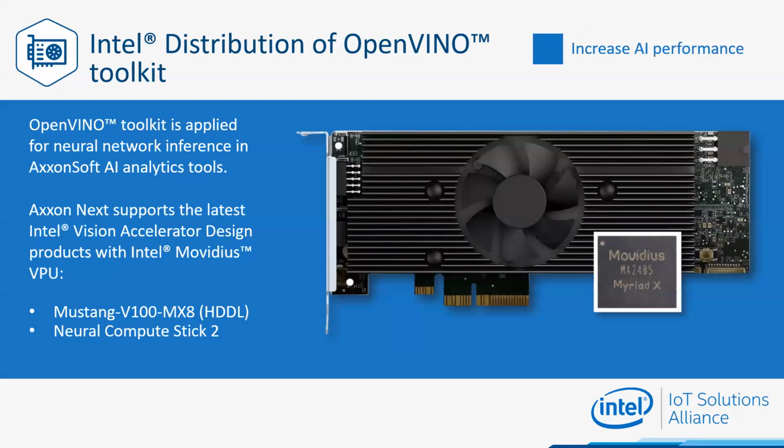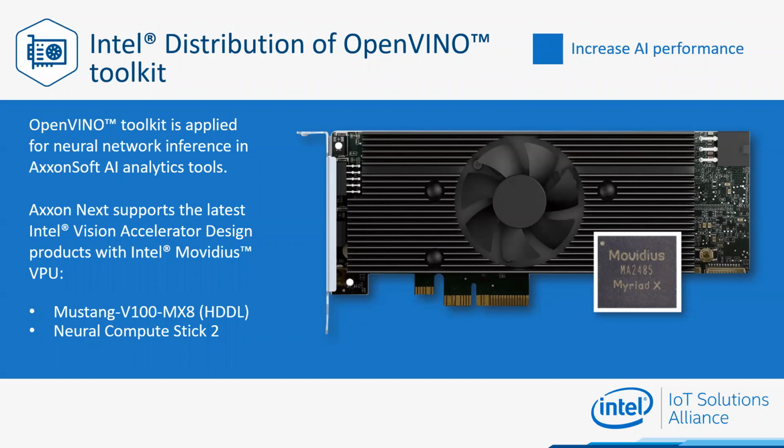So AI analytics requires sizable computing resources. Currently, if the number of camera channels, let's say, exceeds 10 or 15 or 20 cameras, it's almost impossible to build a cost-effective AI video surveillance system without using dedicated AI accelerators.